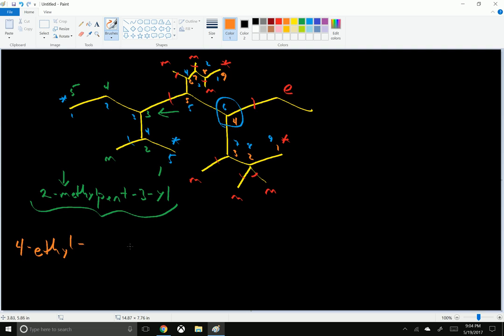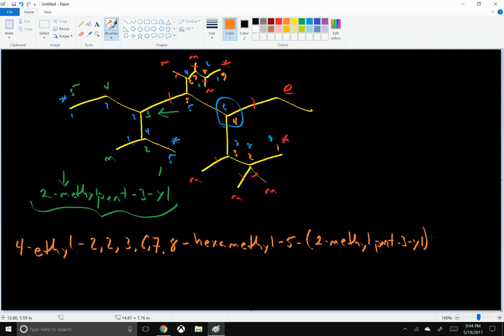So it's going to be 2, 2, 3, 6, 7, 8, hexamethyl, 5-(2-methylpent-3-yl), nonane. Nonane because there's 9 carbons in the main chain.